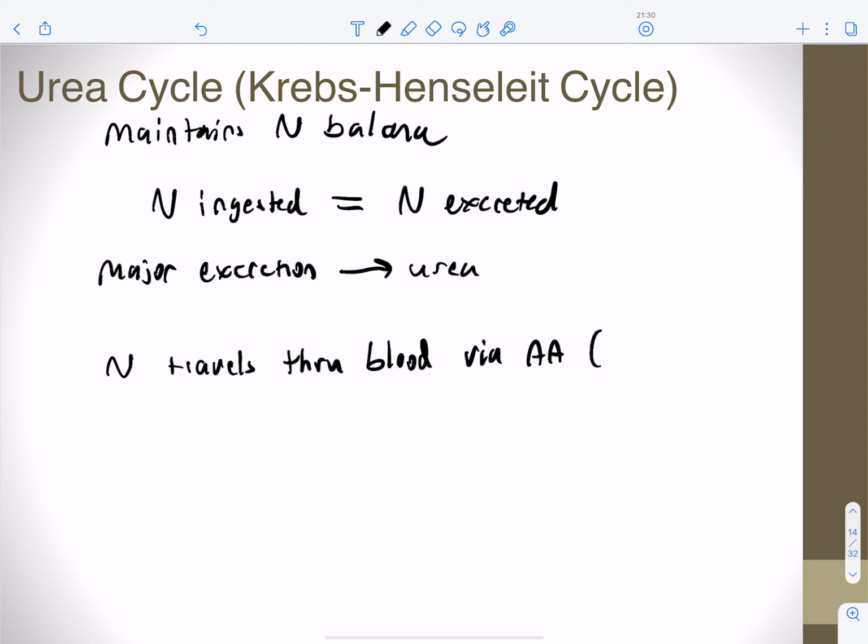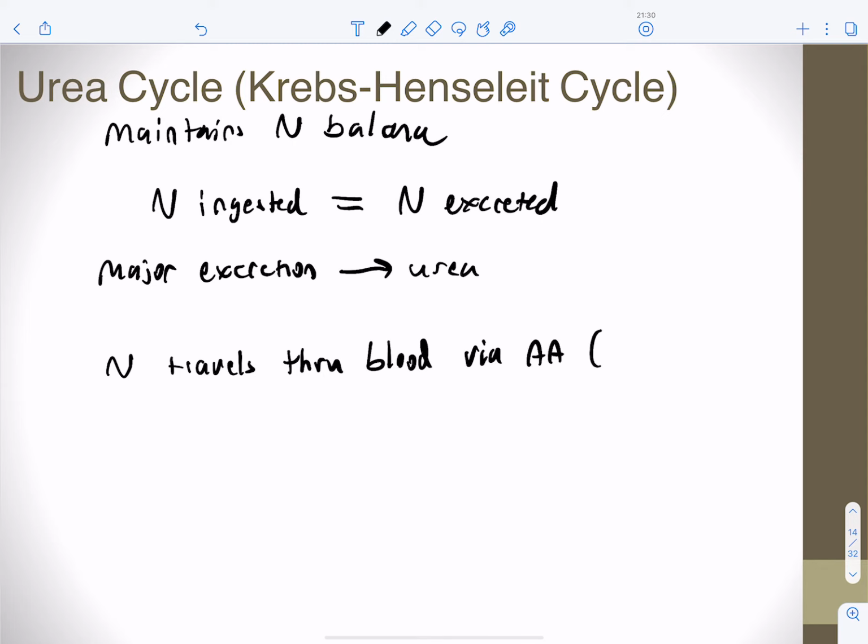Or NAGS. Now in the cytosol, you also have a carbamoyl phosphate synthase, which is going to be involved in pyrimidine nucleotide synthesis. And this one has no obligate activator. So it's very different.